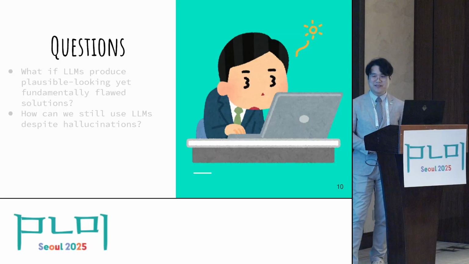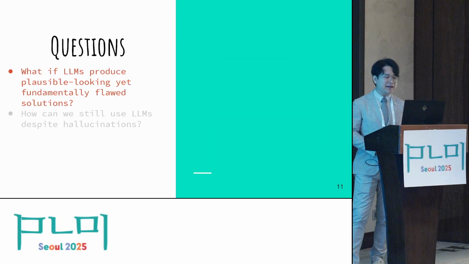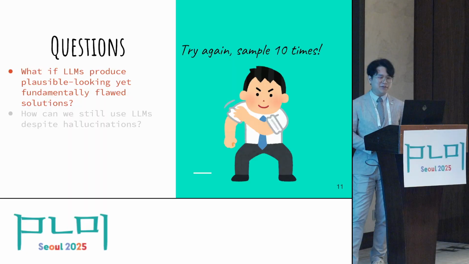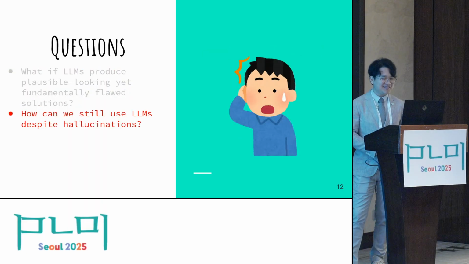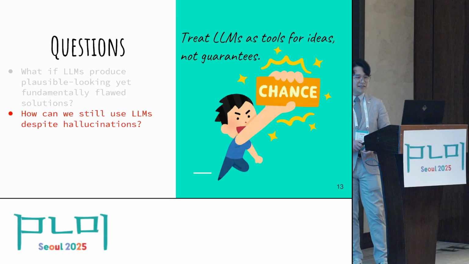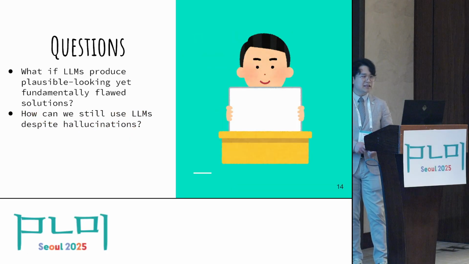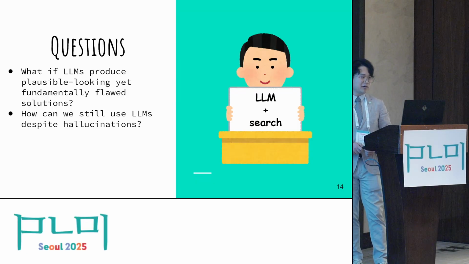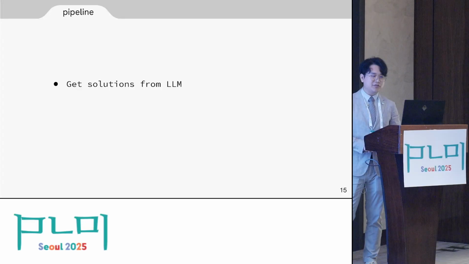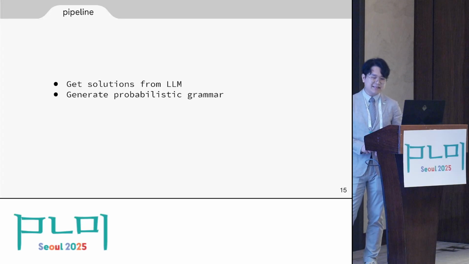So there will be two questions. What if LLMs produce plausible-looking yet fundamentally flawed solutions? Maybe you try again. We sample 10 times. And how can we still use LLMs despite hallucinations? We treat LLMs as tools for ideas, not guarantees. That is our chance. So the answer to those two questions is we can combine LLM with an enumerative search from program synthesis. So our pipeline will be something like: get solutions from LLM and generate a probabilistic grammar.